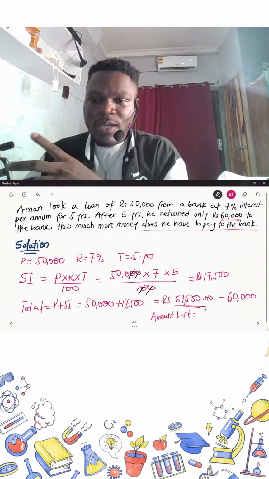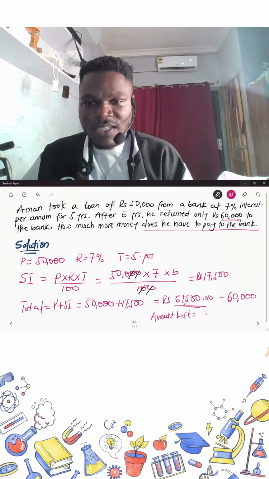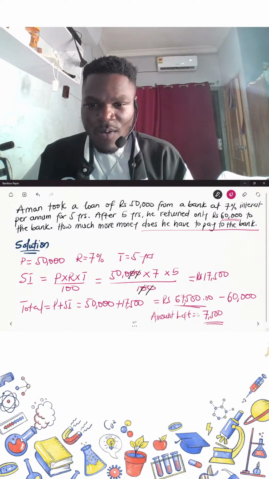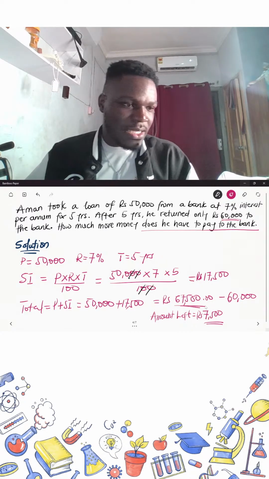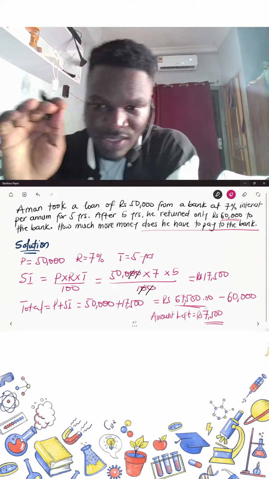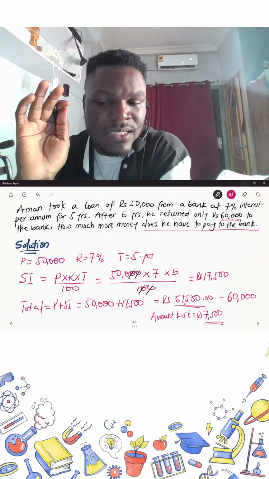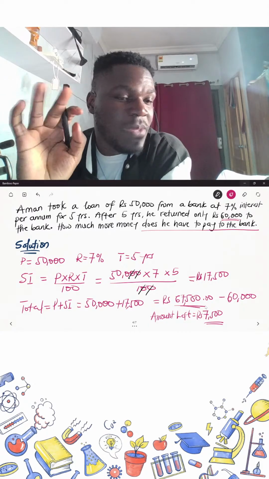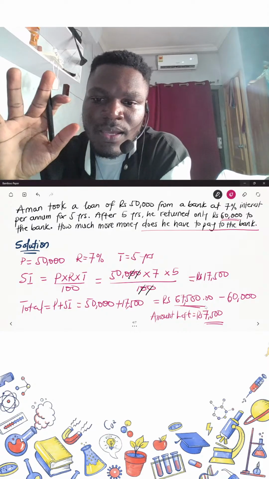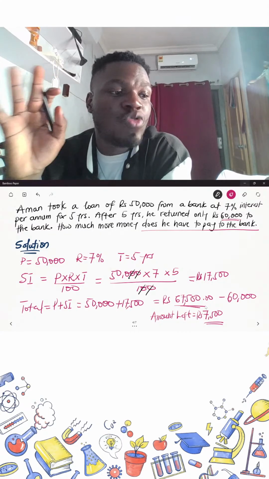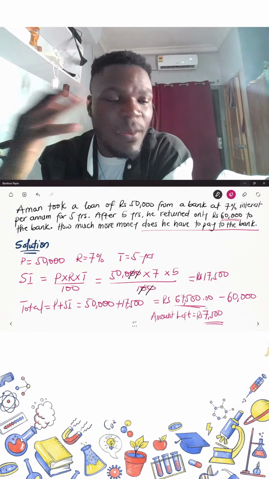And if we do that basic subtraction, we are going to get 7,500 as our answer. Remember to always add the sign of the currency, which in this case is rupees, right? So the amount left is 7,500. So it means that this man has 7,500 rupees more to pay to the bank.